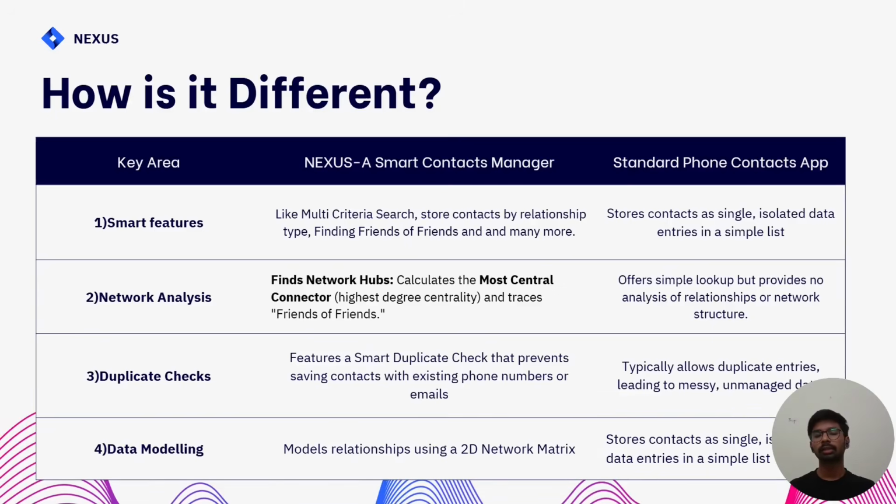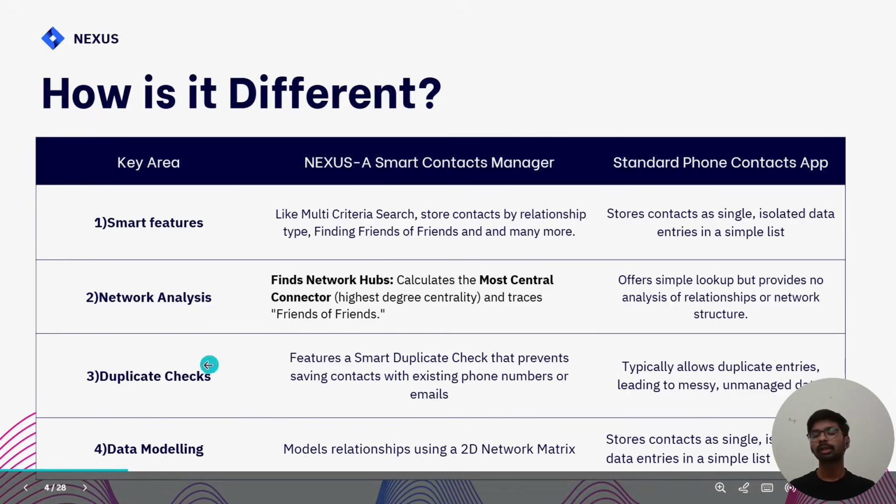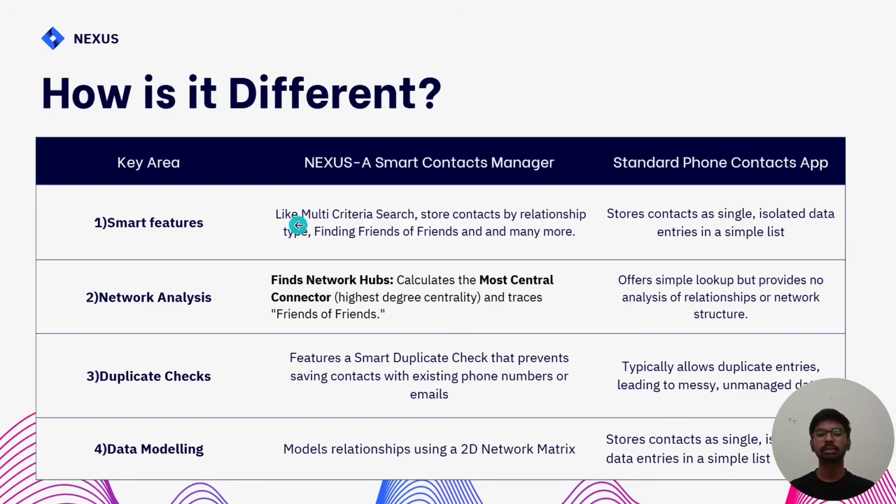You may still be wondering, why is Nexus really needed? So let us compare Nexus with a standard phone app. Nexus has smart features like multi-criteria search. For example, if you want to search a contact, you can search it through name, through relationship, also by email ID or by phone number.